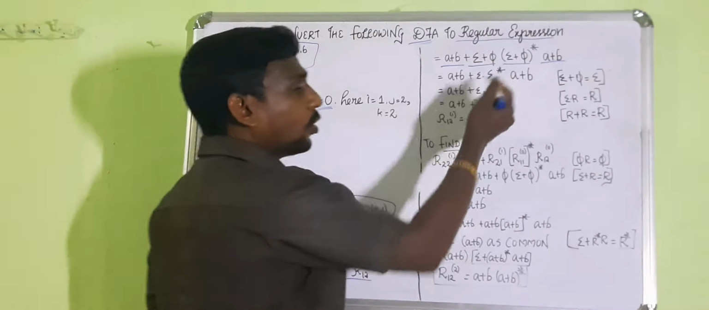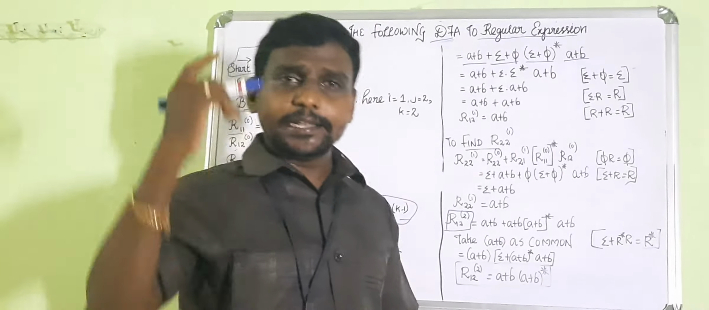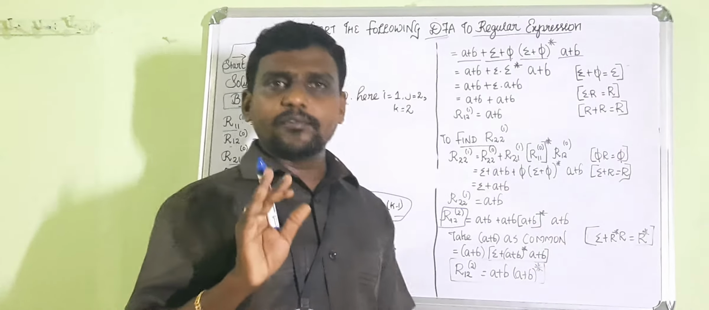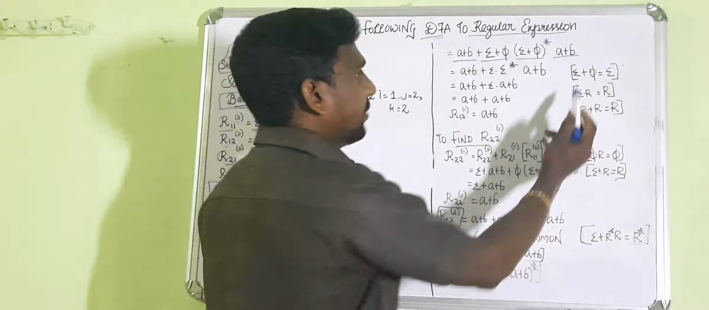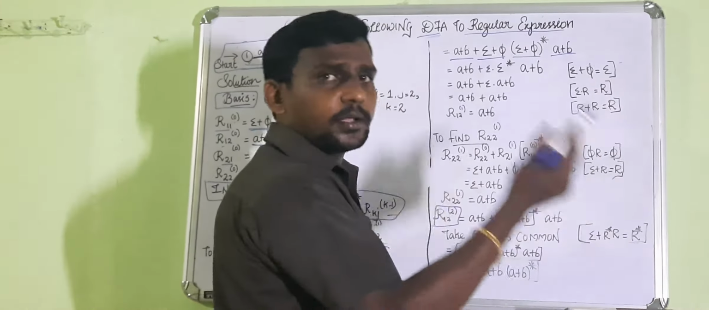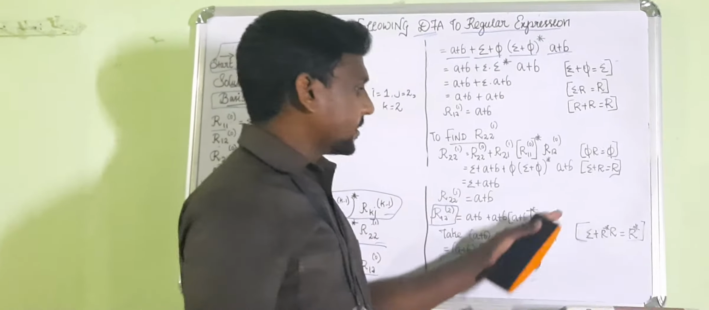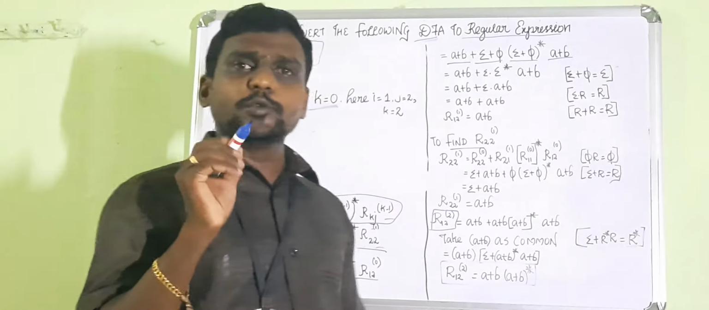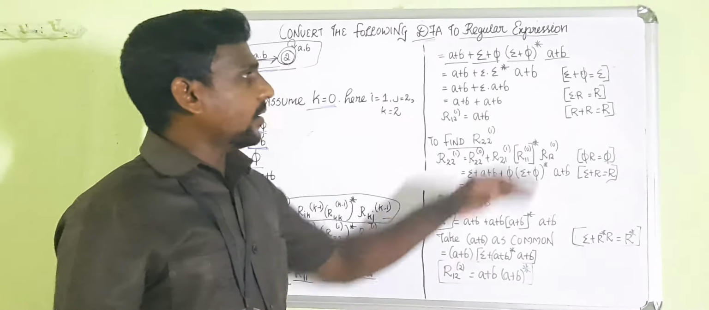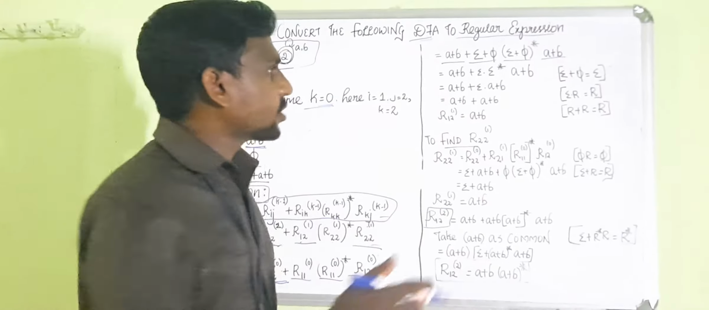Clear. Now we have to go for the minimization rules. That's what we studied: minimization rules. You may be aware of some minimization rules like epsilon plus phi, phi into r, phi into something, epsilon into r, epsilon plus r. If you work out three problems, you will find the common rules you will apply. Okay, those are the rules we have to apply.